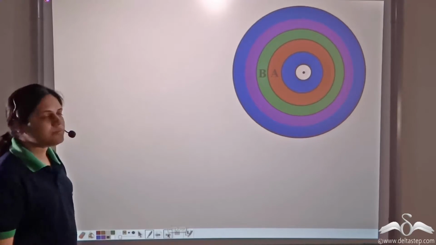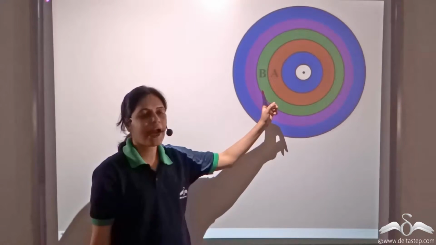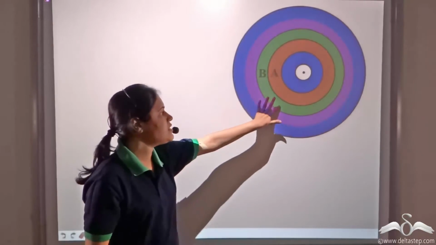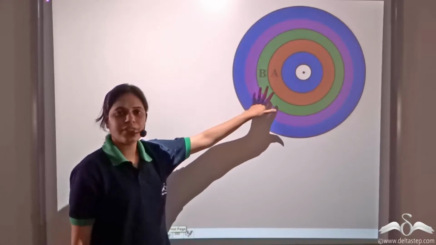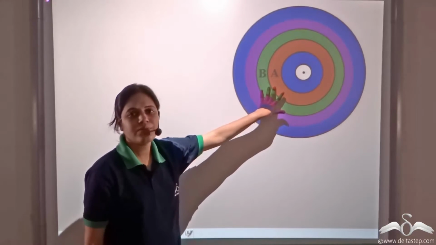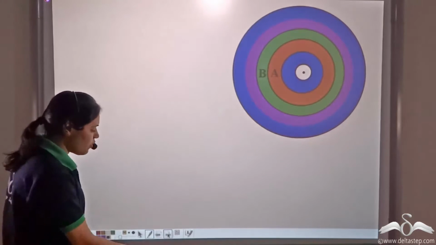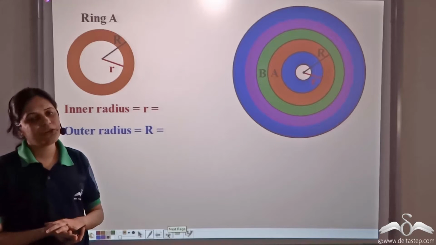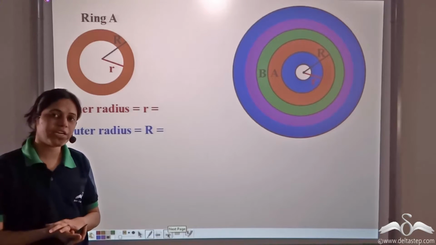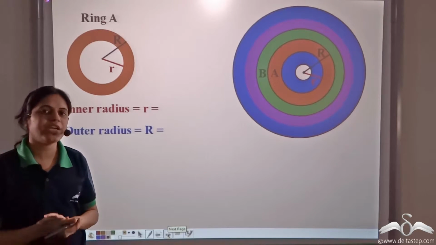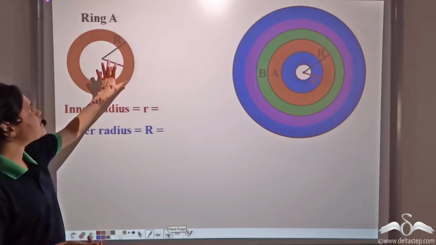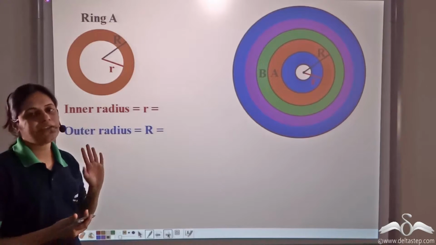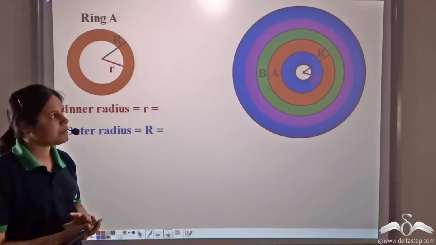Now let us consider two rings, ring A and ring B. So this one is ring A and this is ring B. These are two consecutive rings. Let us find the area of ring A and ring B. For that, we would require the inner radius and the outer radius for ring A and ring B. So let us first consider ring A and find the inner and the outer radius for ring A.